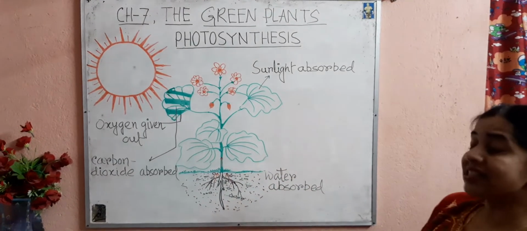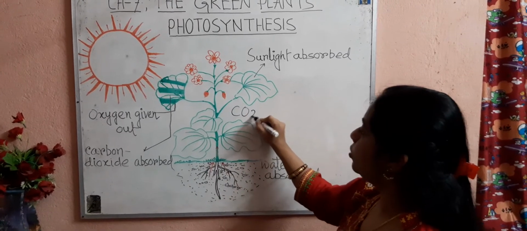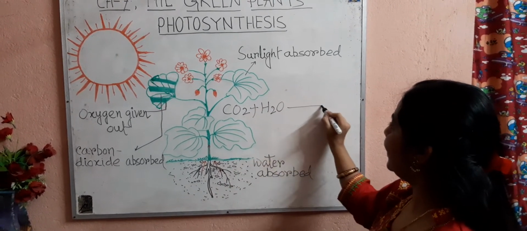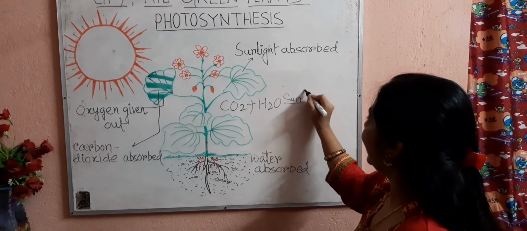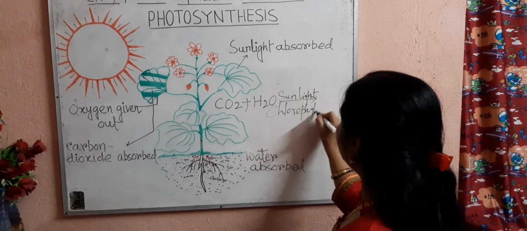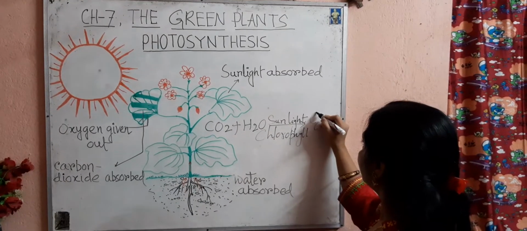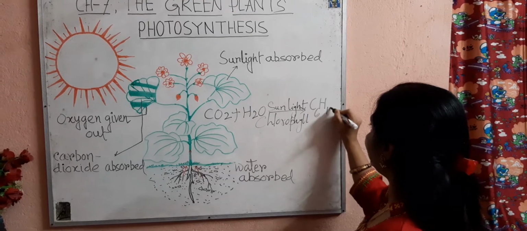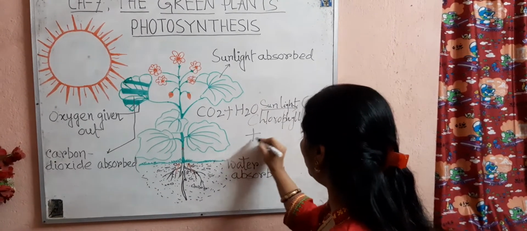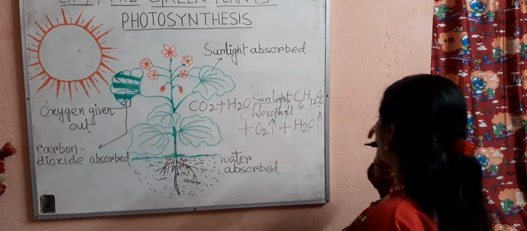Now children, let us see the equation of photosynthesis, that is carbon dioxide, all of you know, CO2, plus water, that is H2O, in the presence of sunlight and chlorophyll, the plant synthesizes carbohydrate food, that is C6H12O6, and along with this food, oxygen molecules and water vapor are released to the atmosphere.